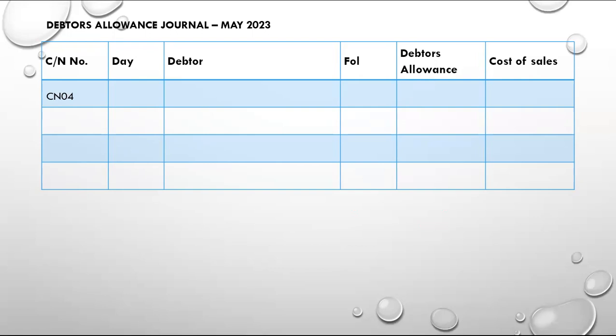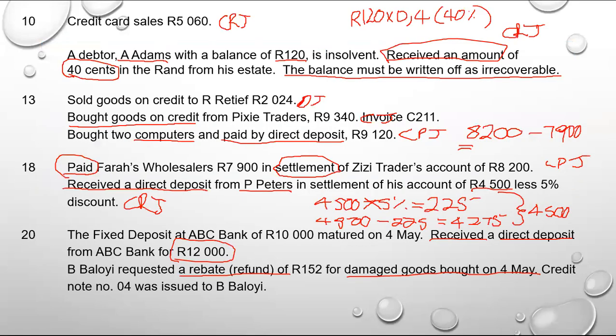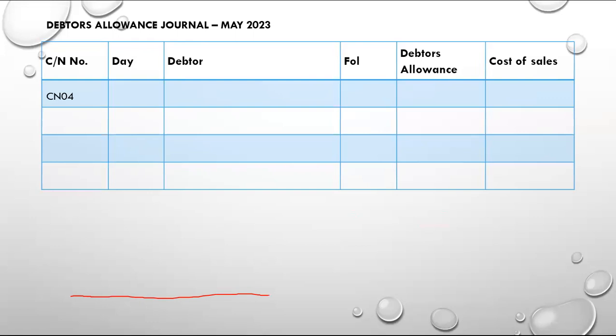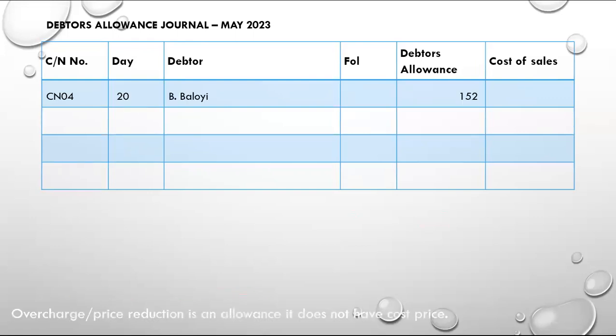Okay, just to show you what I was correcting here so that you do the same. I included this: credit note number 04 was issued to B. Baloyi, giving us the credit note number. So when I write it here, I will have 04 and it will be 152 under debtors allowances. But because this is an allowance, where there is an allowance or overcharge or price reduction, since that's what it is, we will have 0 under cost of sales.